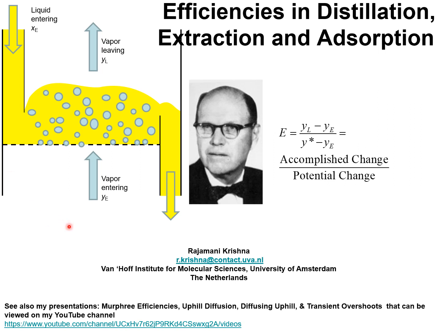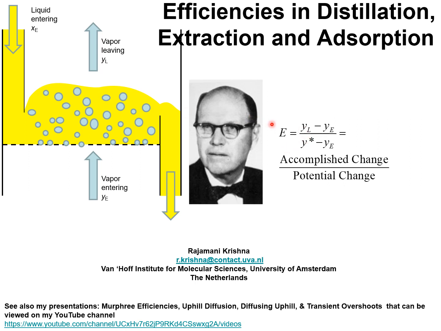Today I continue the story from where I left off in my previous presentation on Murphree efficiencies. Just a short recap. We consider a distillation tray with a vapor composition Y_E entering the tray and the composition of vapor Y_L leaving the tray.